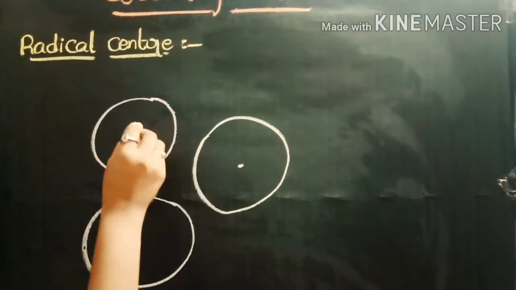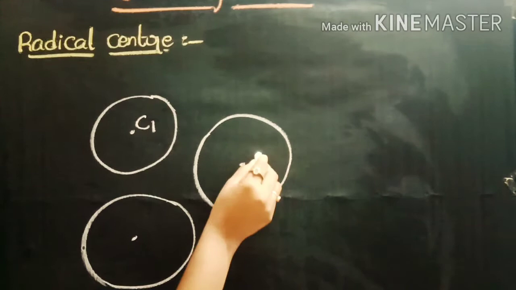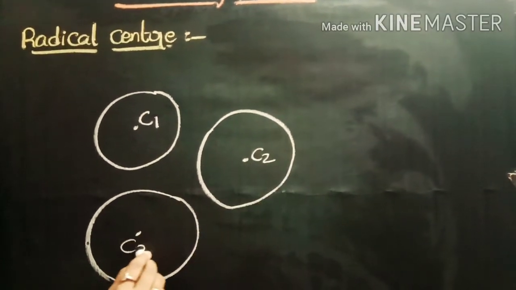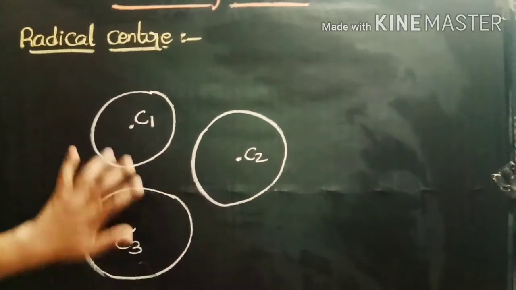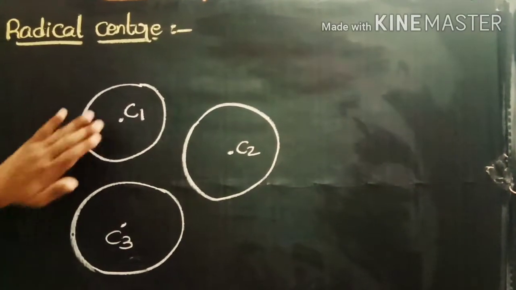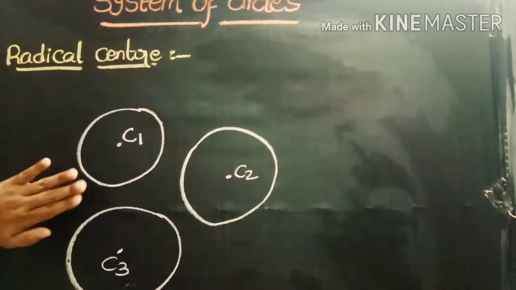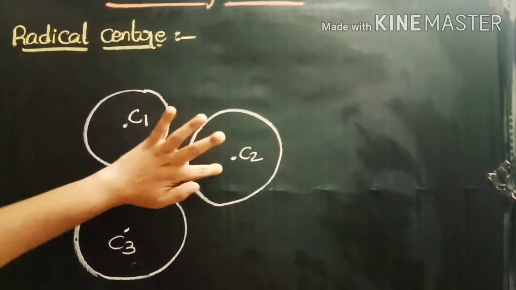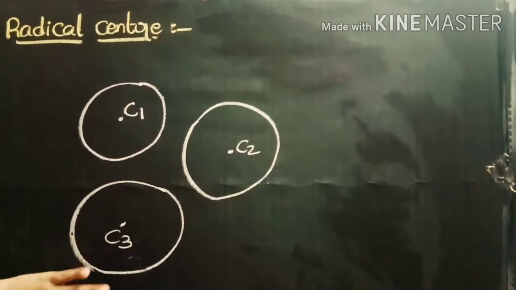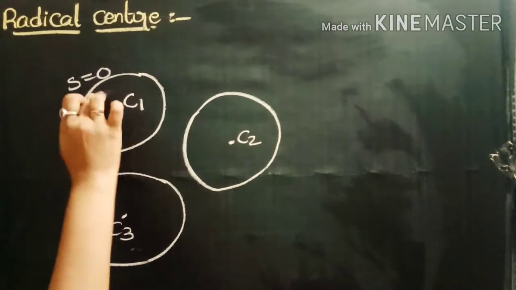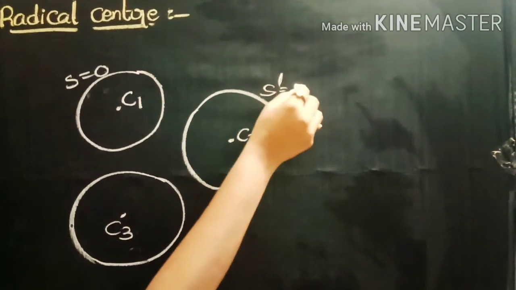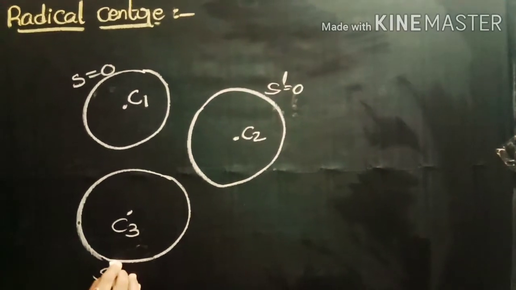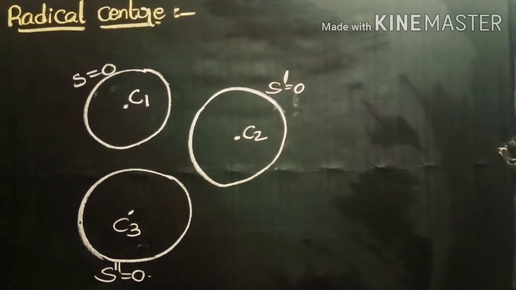are non-collinear. That is, the three centers are not on the same line. We are taking three circles like that, which are non-intersecting, and the centers of the three circles are non-collinear. The equation of the first circle is S equals 0, the second circle is S dash equals 0, and the third circle is S double dash equals 0.